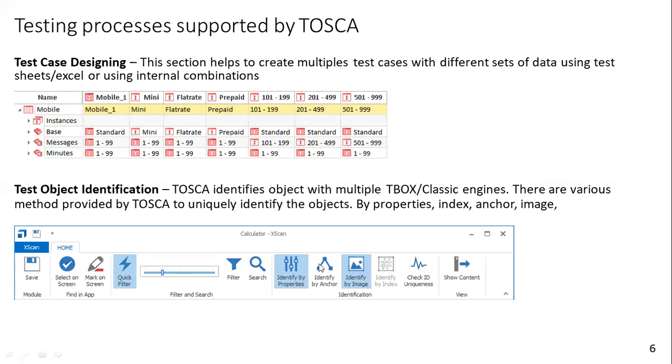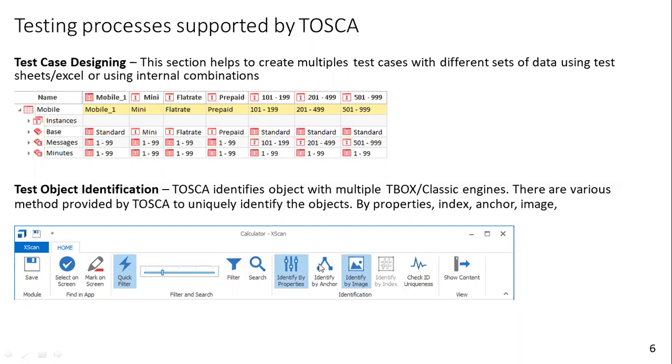And this is, yeah, go ahead. You mean to say that once we create the test case, once we design the test case, we can opt for any of these identifications like properties or anchor, and we can assign it to that particular test case, right?